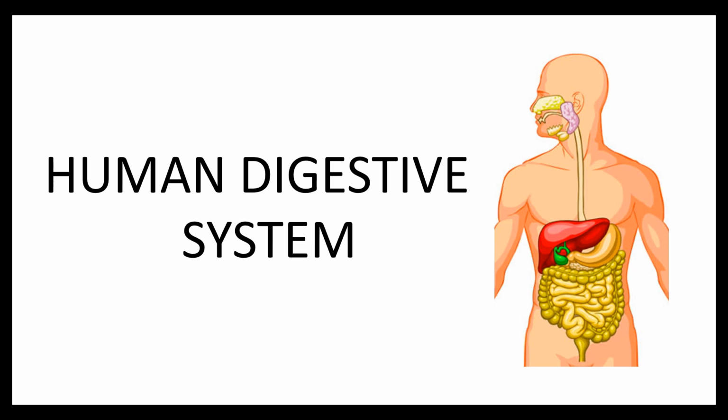Also, the human digestive system has 6 primary processes. They are ingestion, secretion, absorption, mixing and movement, digestion and, at last, excretion. We are going to learn about those 6 processes also in this video, and we are going to start the video now.